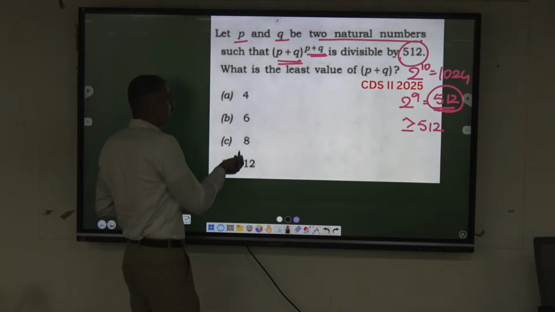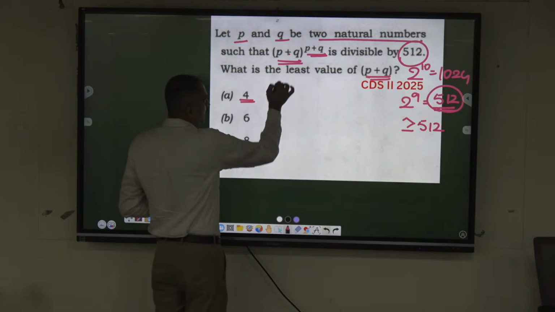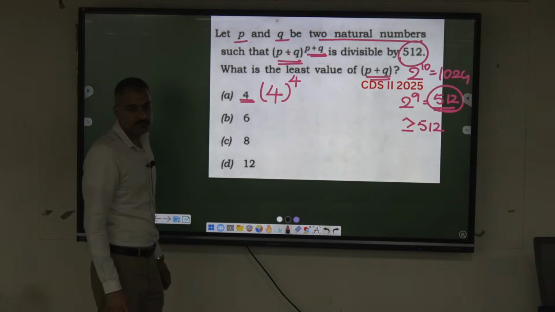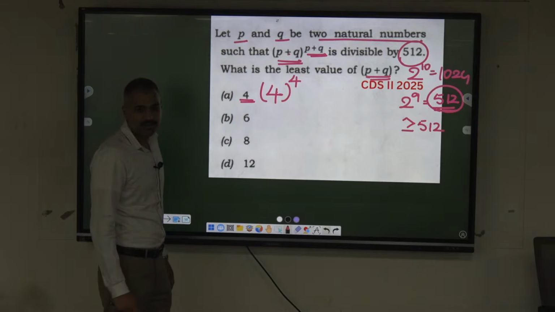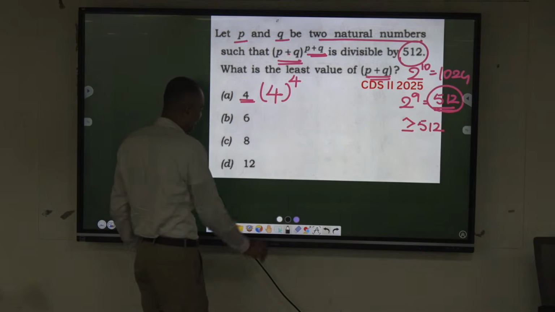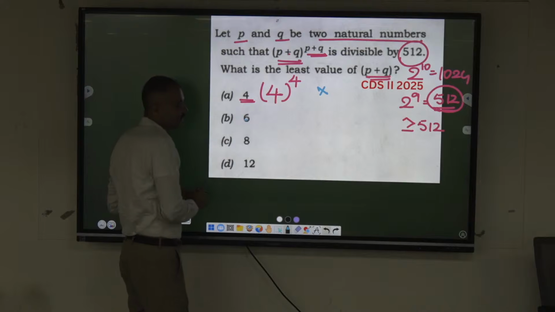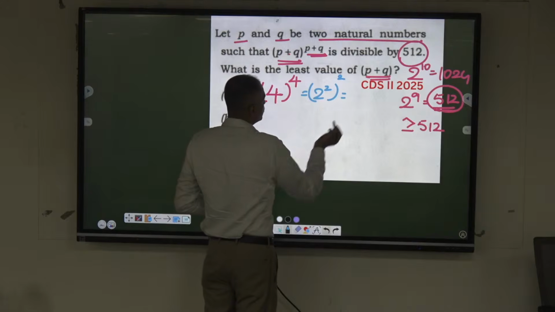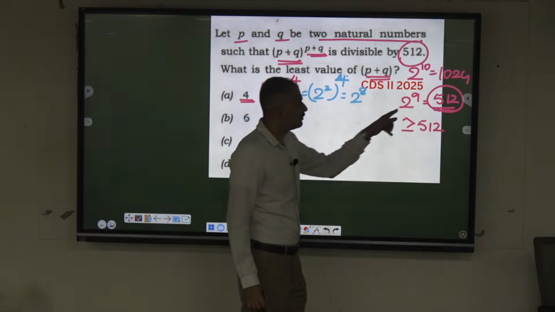So anyway, he has asked for the least value of P plus Q. If I put 4 here, P plus Q is 4. Power of 4. Will I get greater than 512? 16 squared. What is 16 squared? 2 to the 16. Is it greater than 512? No. Next, can I write this in the form of 2 squared whole to the power of 2, which is nothing but 4? 4 into 2 is 8. 2 power 8, is it divisible by 2 power 9?